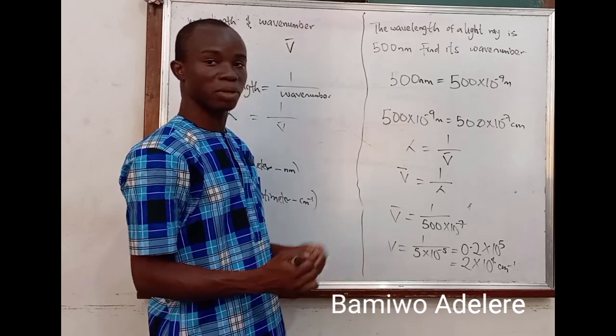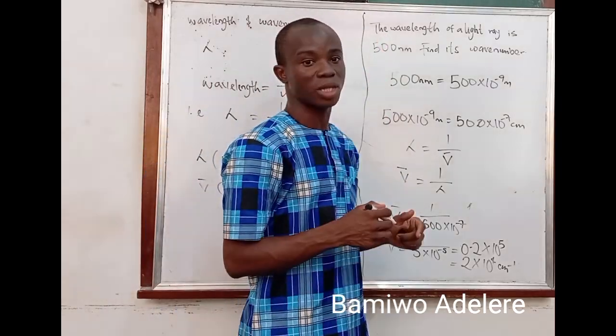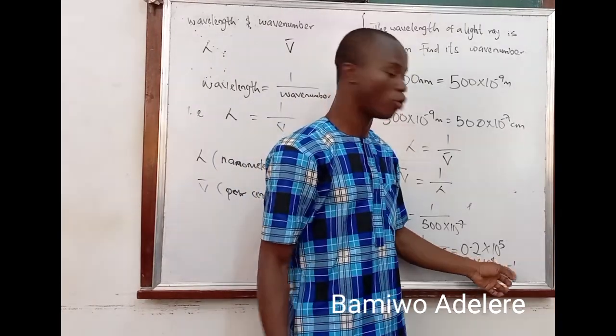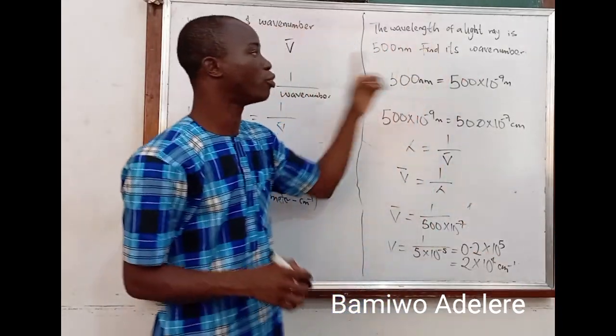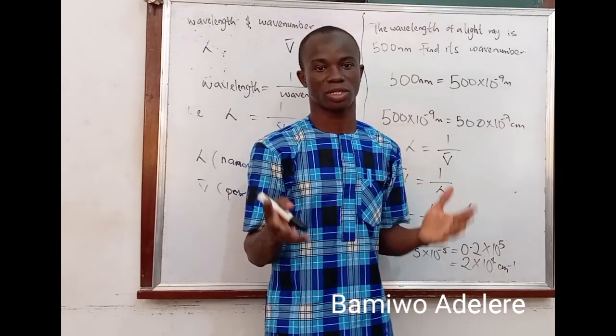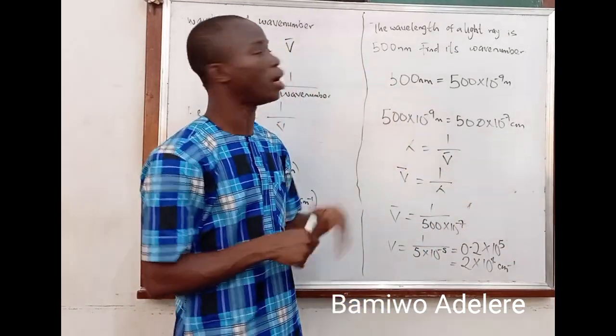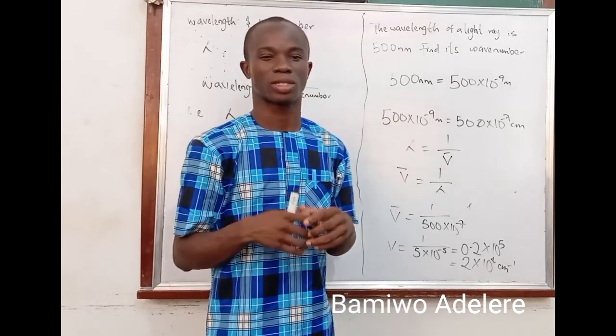So that implies that 500 nanometer is the same thing as 2 times 10 to the power 4 per centimeter in terms of wave number. And that is just a simple way of getting your wave number when you are given the wavelength.